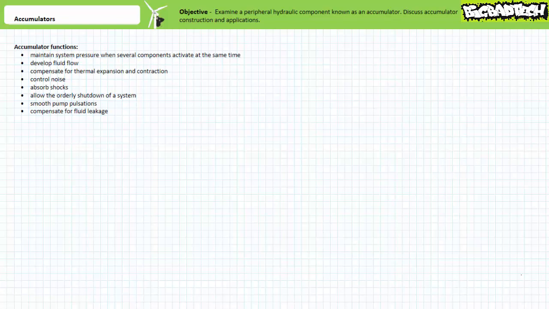I'm your instructor Jim Pytel, and today's topic of discussion is accumulators. Our objective is to examine an extremely handy peripheral hydraulic component known as an accumulator.